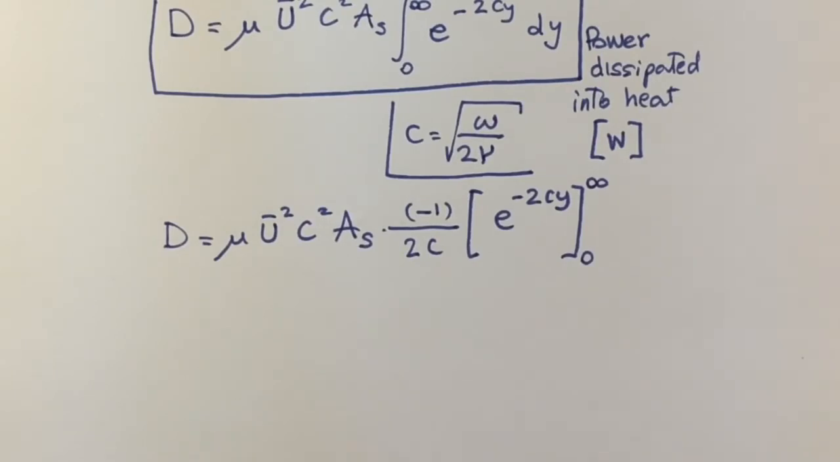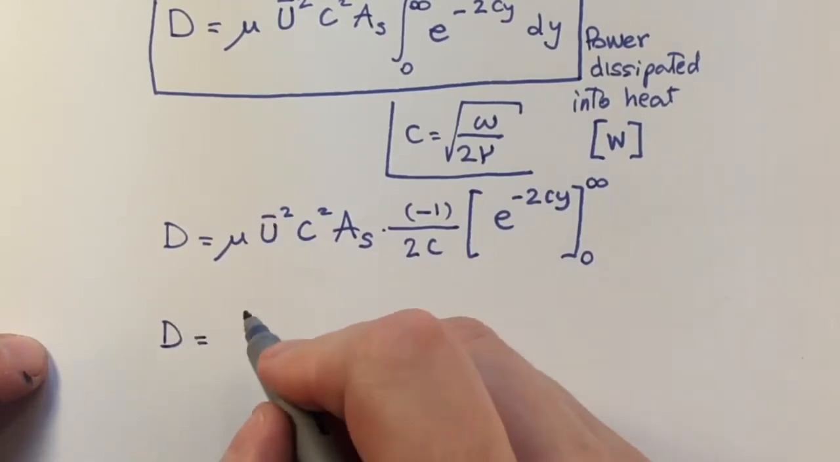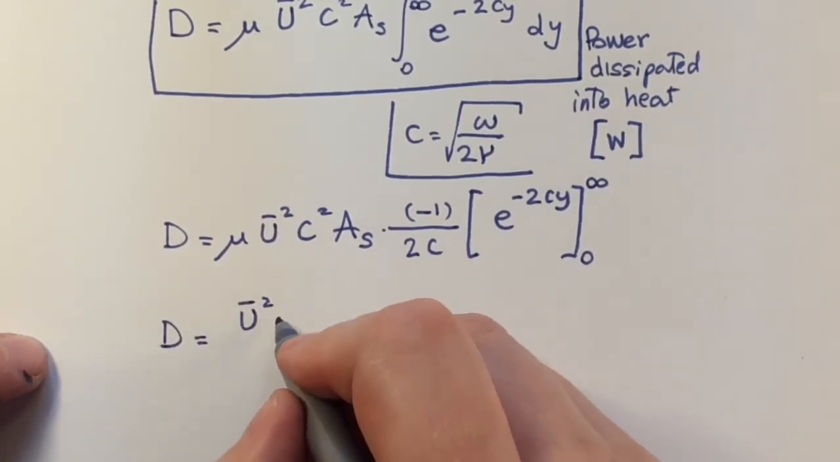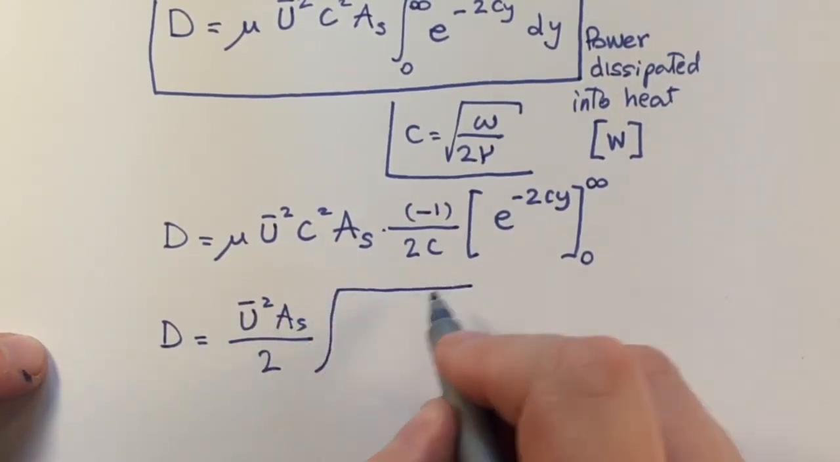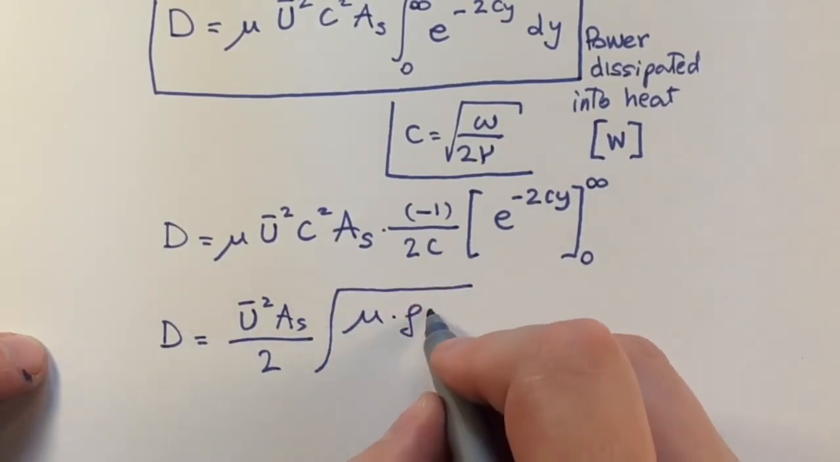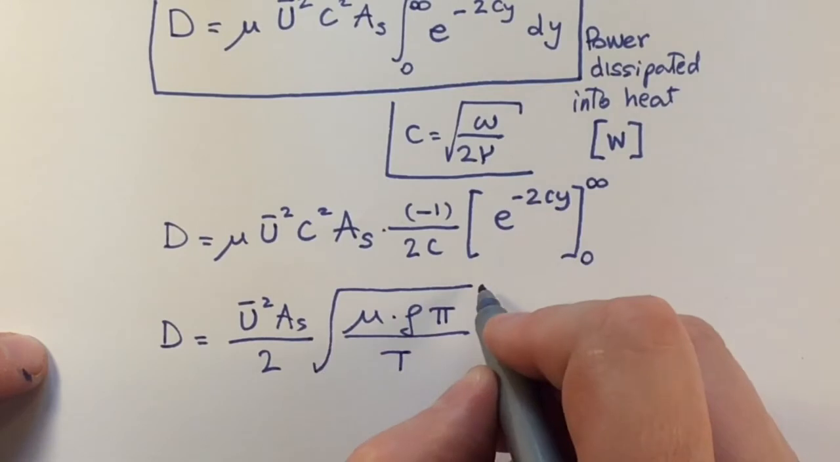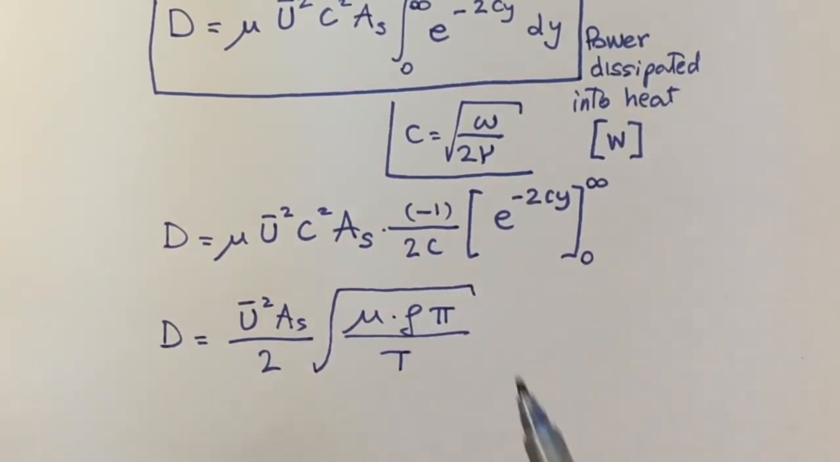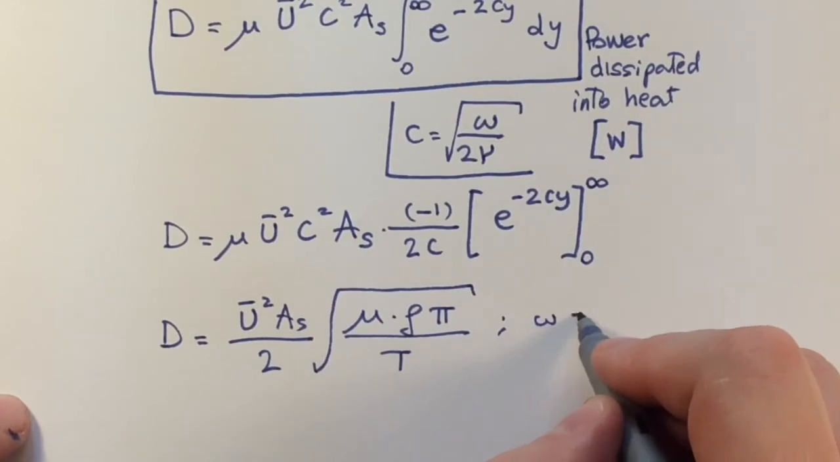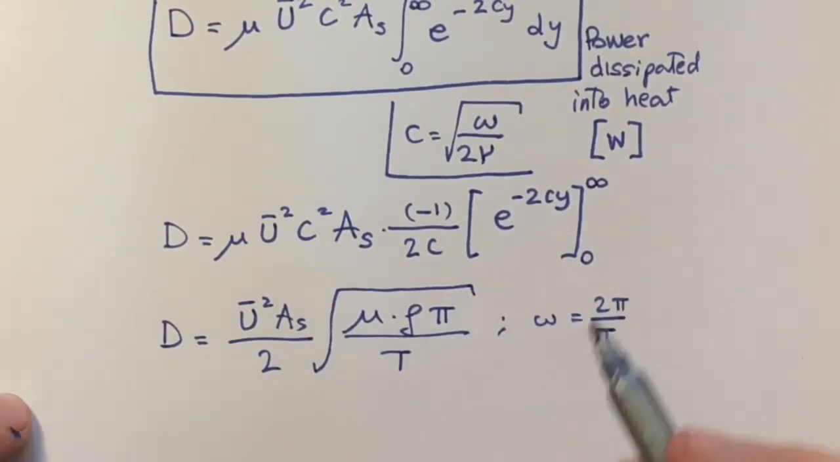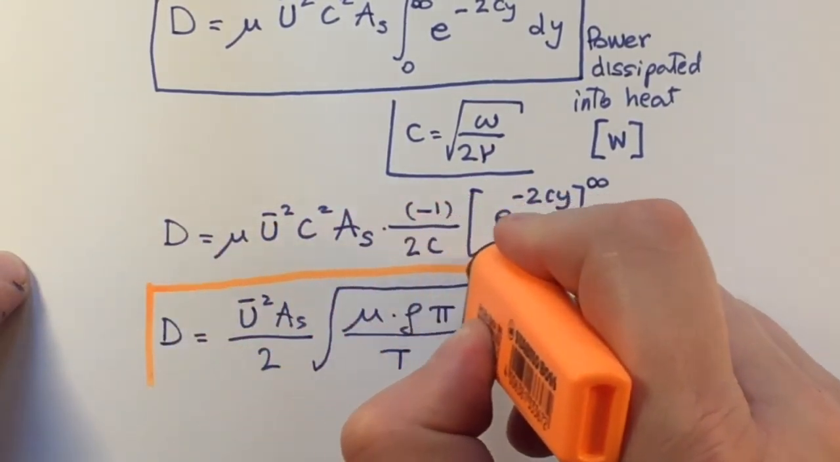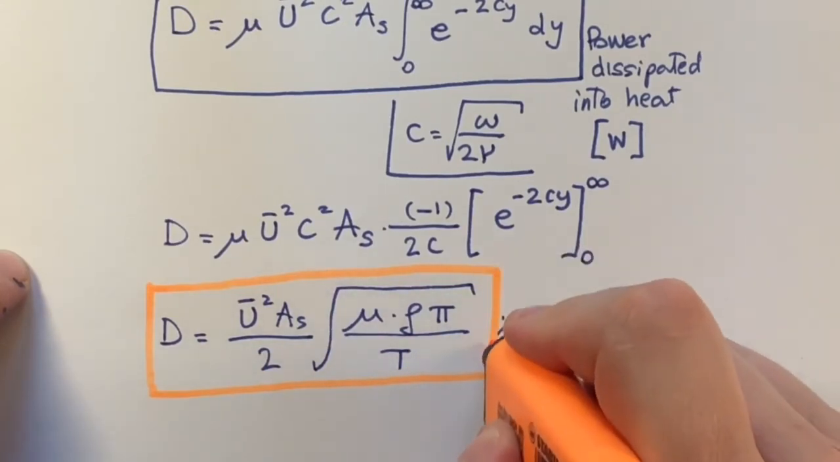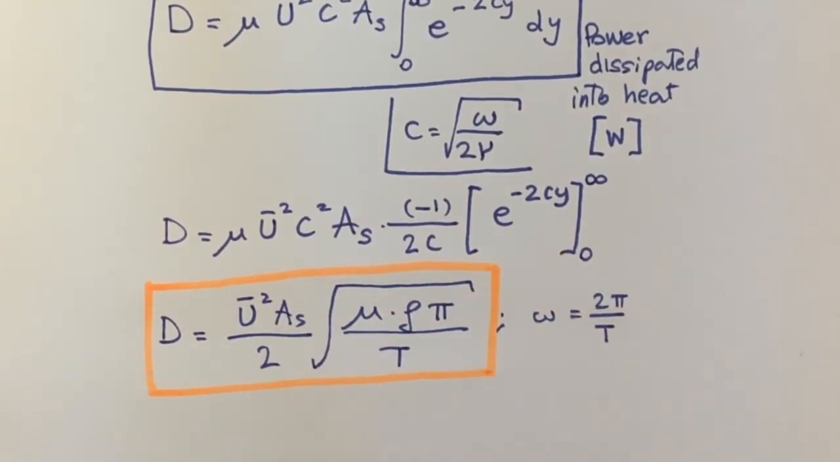So you can try that yourself. All you have to do is a bit of algebra, and the final expression is D equal to u bar squared A_S divided by 2 times the square root of mu times rho pi divided by T. So now I have substituted the expression for omega equal to pi over T. So we have obtained the power dissipating into heat because of viscous effects.